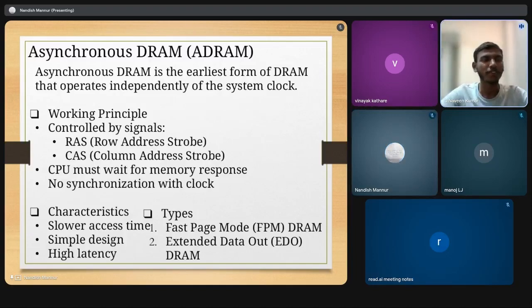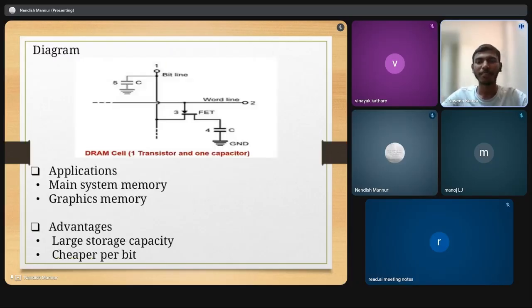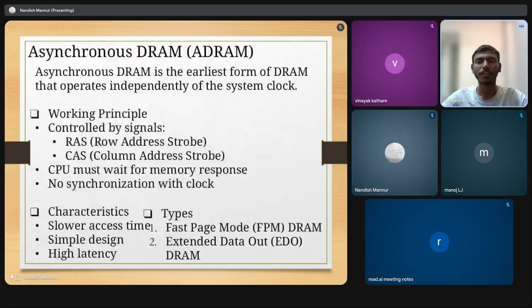Good evening everyone. I am Naveen. Today my topic is asynchronous DRAM. It is a type of dynamic RAM that does not work with the system clock. Memory operations happen based on control signals, not clock pulses.